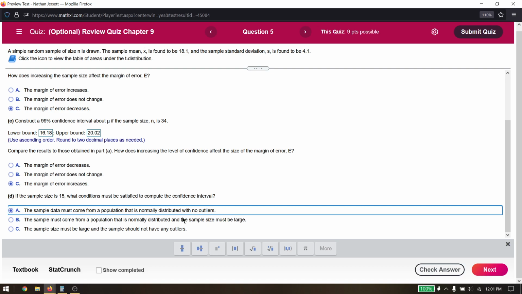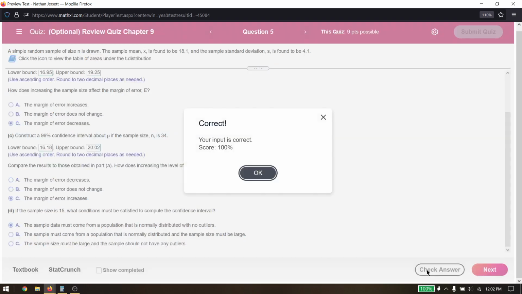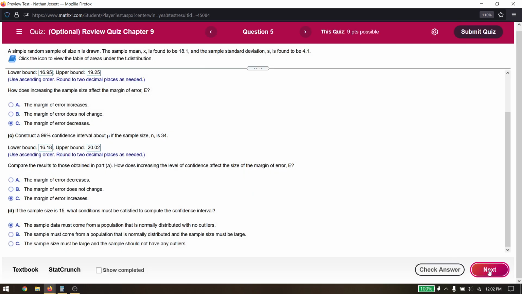All you need is a normal distribution sample, and no matter what sample size you have, it should be approximately normal. Let's check those, and they're correct. Okay, moving on.